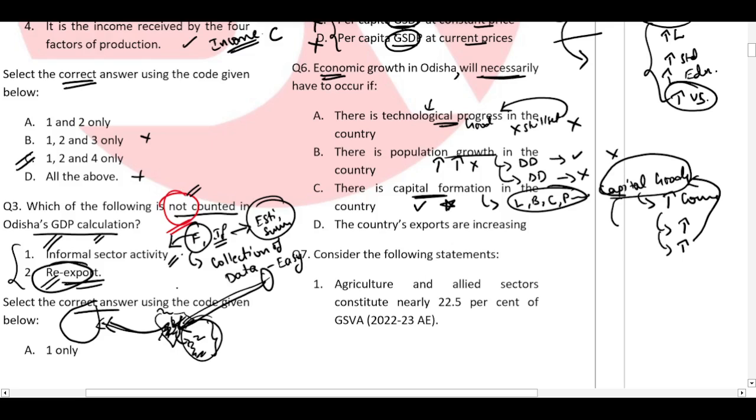The country's exports are increasing. Can we say that just because the exports are increasing, the growth will happen? Not necessarily. So the best option here is option C: the economic growth in Odisha will necessarily occur if there is capital formation in the country or in the state. Let us move on to the next question, question number 7.